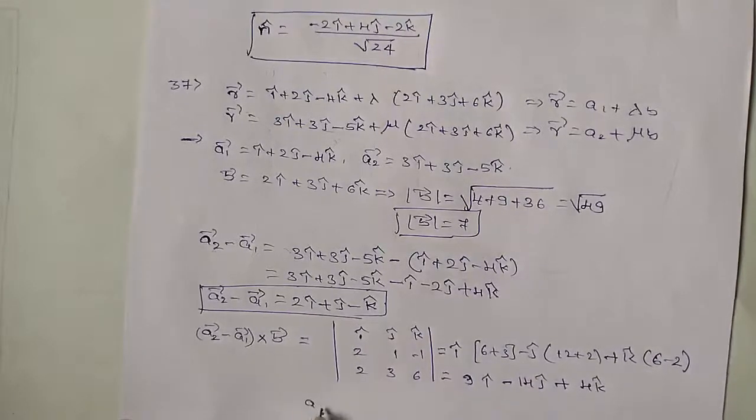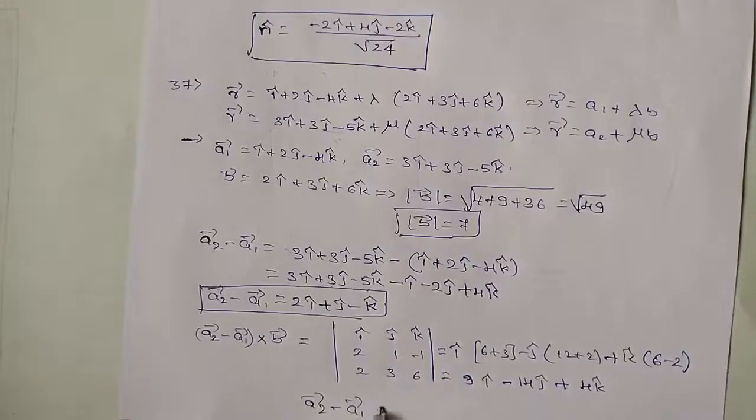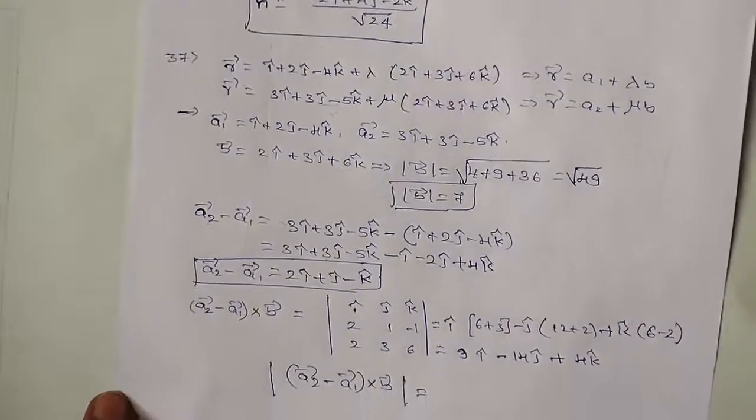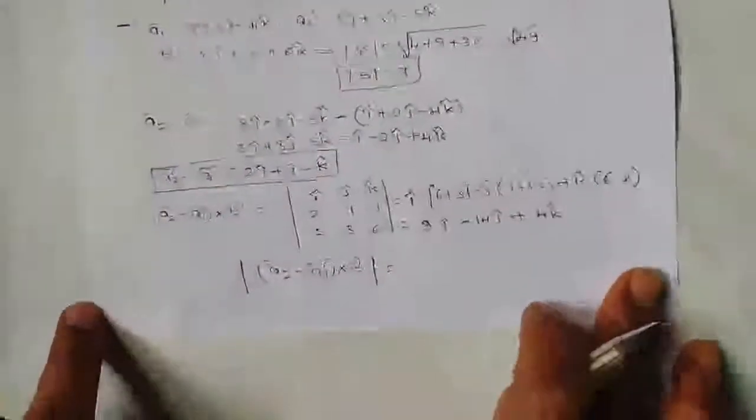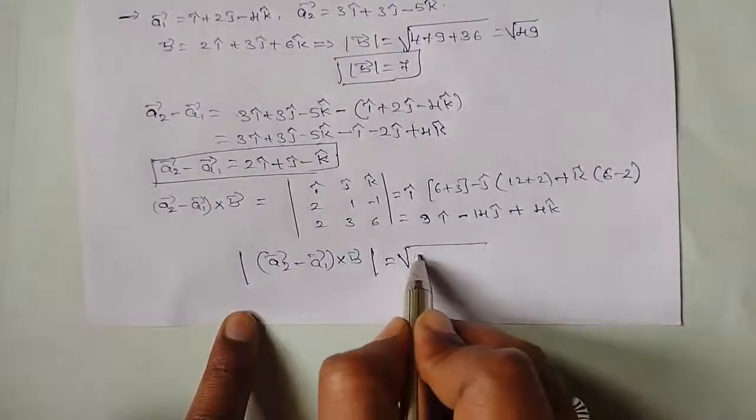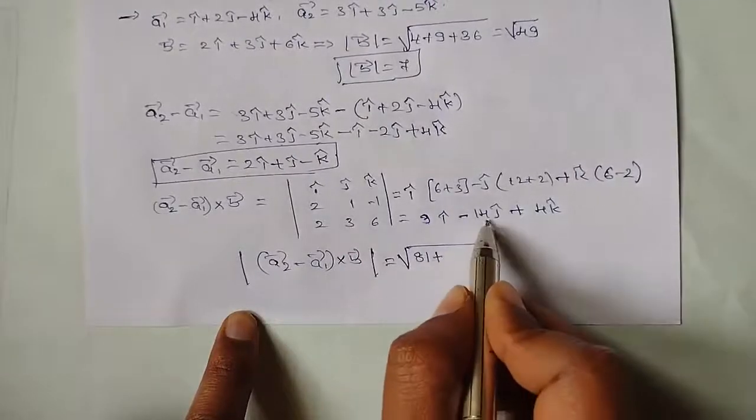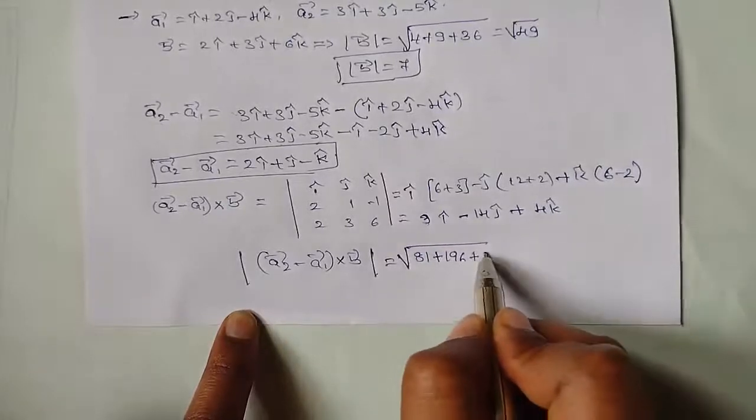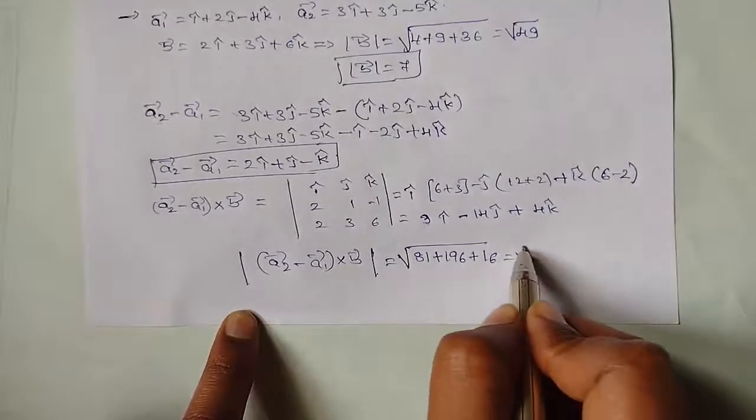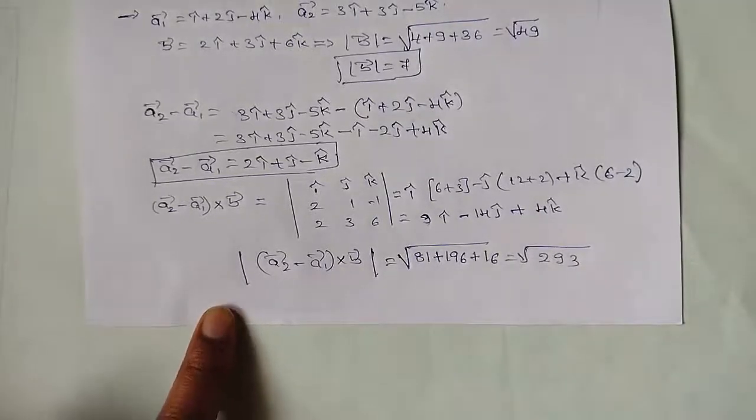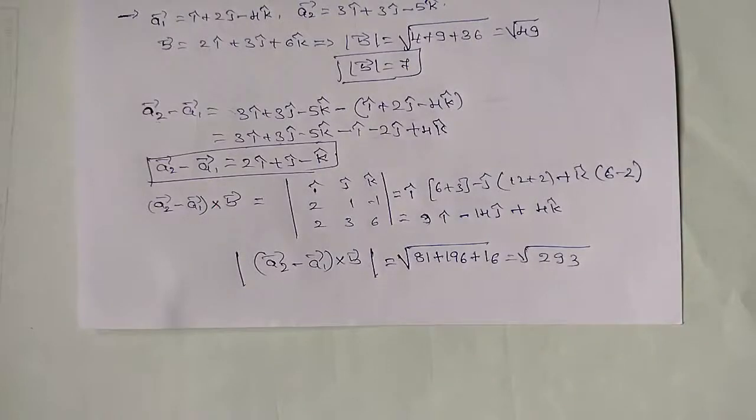Then the magnitude of (a2 minus a1) cross b vector is the square root of 9 squared, 81, plus 14 squared, 196, plus 4 squared, 16, which is equal to the square root of 293. Clear? After that, write the required formula for distance between the two parallel lines.